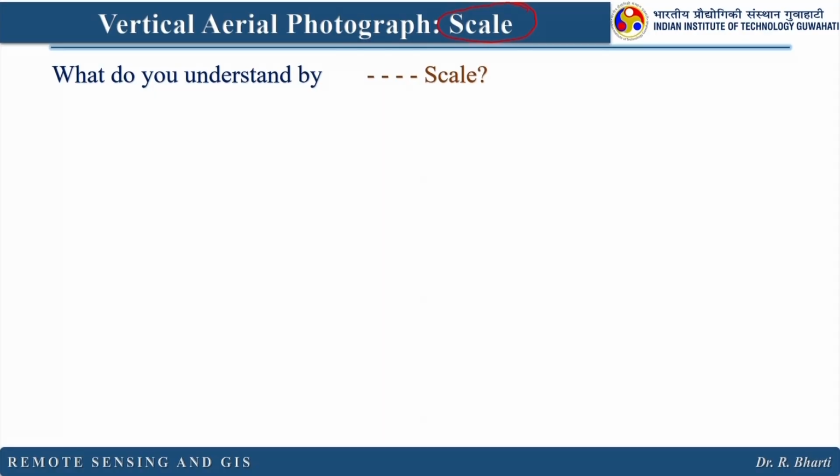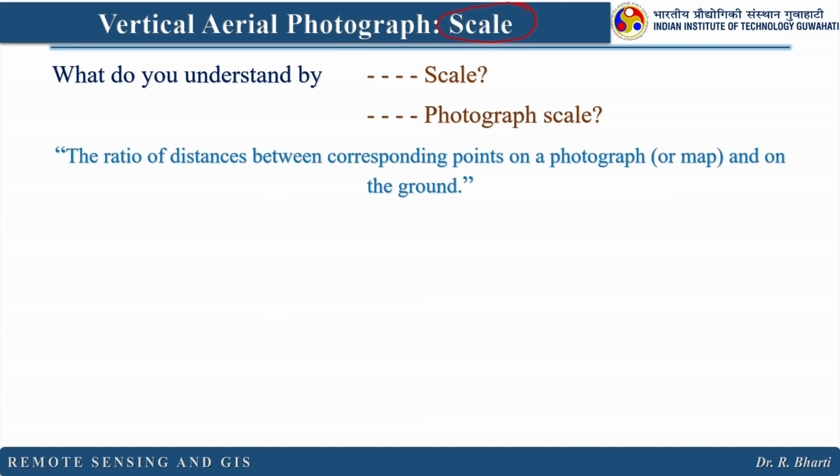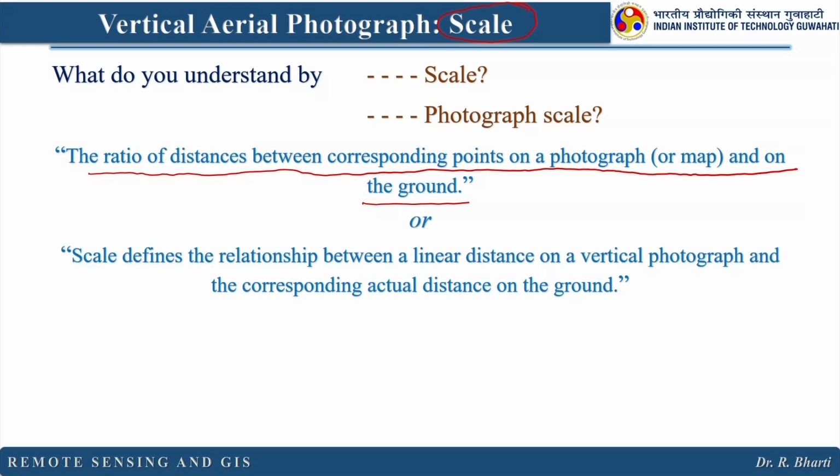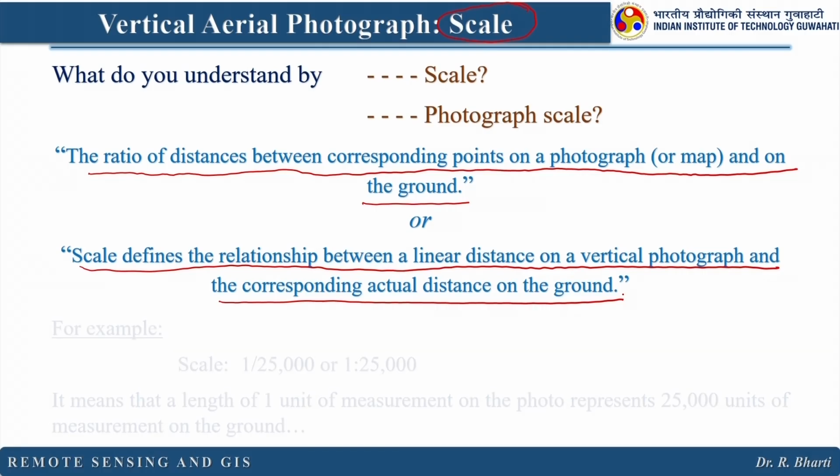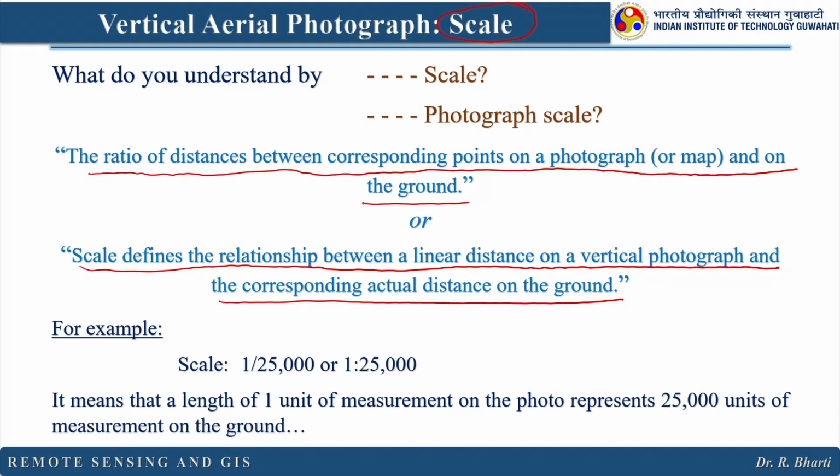So, let us start with what you understand by scale, and that too photograph scale, because now we are talking about the photograph. This is the ratio of distances between corresponding points on the photograph, which is basically a map, and on the ground. In other words, scale defines the relationship between a linear distance on a vertical photograph and the corresponding actual distance on the ground. I hope this is very clear. This is a very simple statement, so you can understand easily.